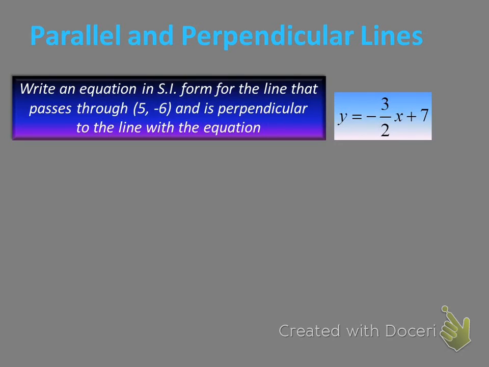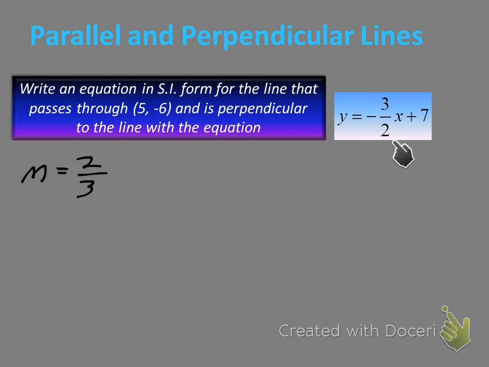Write an equation, slope-intercept form for the line that passes through 5, -6, and is perpendicular to the line with the equation y equals -3/2 x plus 7. The slope of the line I give you is -3/2. All right? You want a line that is perpendicular, which means you want the slope to be the opposite reciprocal of -3/2, which means it is 2/3.